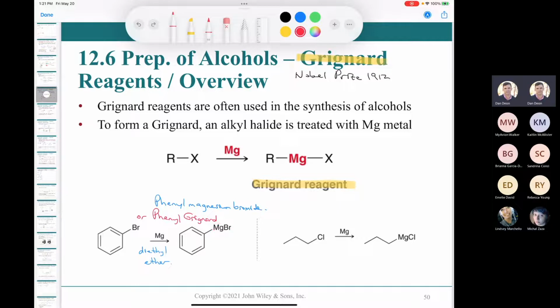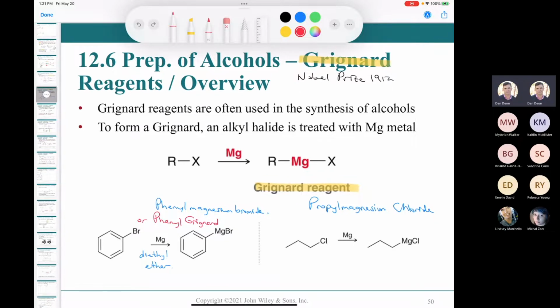The same thing applies on the other side here, on the right side. If you have 1-chloropropane and you treat that with magnesium, again in an ether solvent, you end up with propyl magnesium chloride. So again, you could call this propyl magnesium chloride, or you could just call it propyl Grignard. Why? Because when people see the magnesium chloride here, they know you are talking about a Grignard reagent.